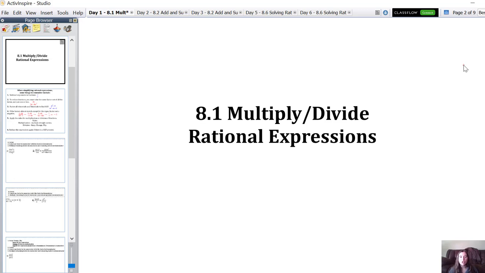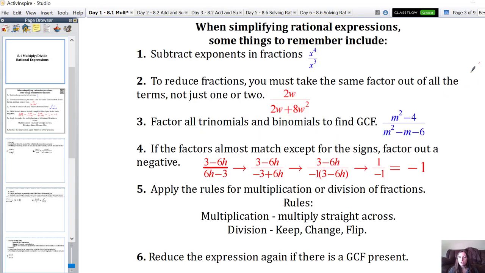All right, let's talk rational expressions. A rational expression is an expression that has a fraction, and a lot of times you have variables in the denominators. So here are some rules that you need to keep in mind when we're simplifying rational expressions. I'm not going to read them all out, but if you want to write them down, go ahead and pause this video so that you can get it all in your notes.